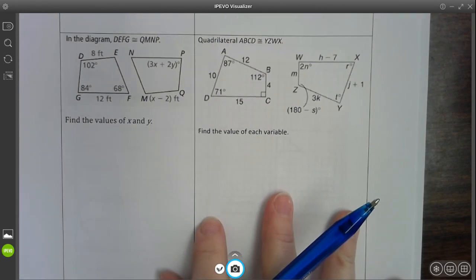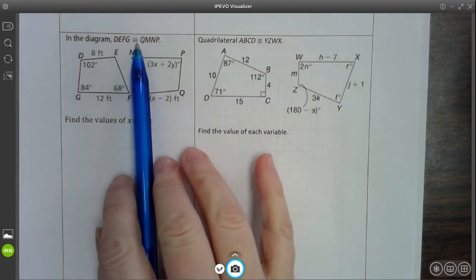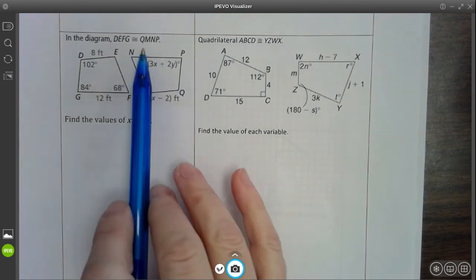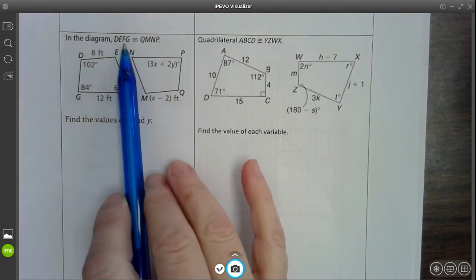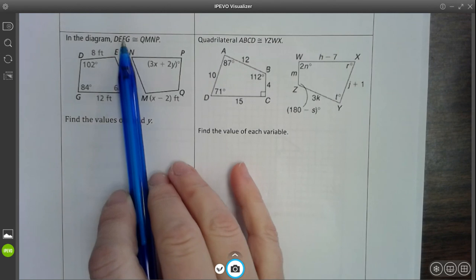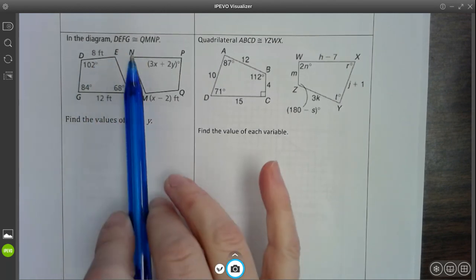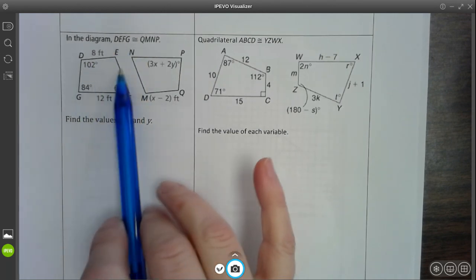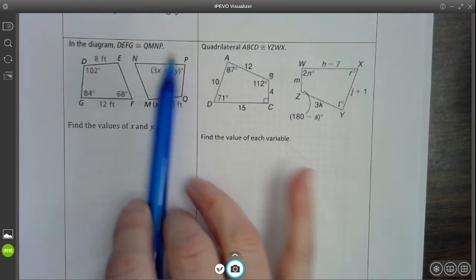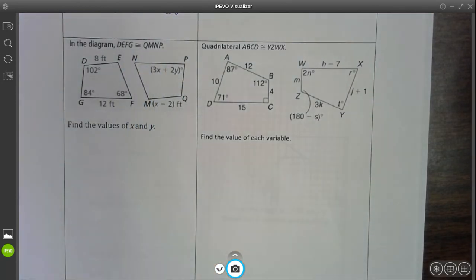Okay, in this diagram it says DEFG is congruent to QMNP. Now if it only has 4 letters, we don't have a symbol for quadrilateral, we just see if it has 4 letters, it's going to have 4 sides. So quadrilateral DEFG is the same in size and shape to QMNP. Find the values of X and Y.